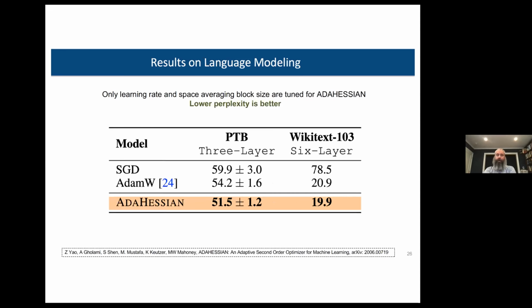Results for language modeling. Similar here. We're dealing with perplexity. Lower perplexity is better. AdamW's 54 compared to 59. AdaHessian's, well, here it's quite a bit better actually. 20, much better. I mean, SGD is terrible here on the WikiText-103 problem. AdamW is 20. AdaHessian's 19.9.